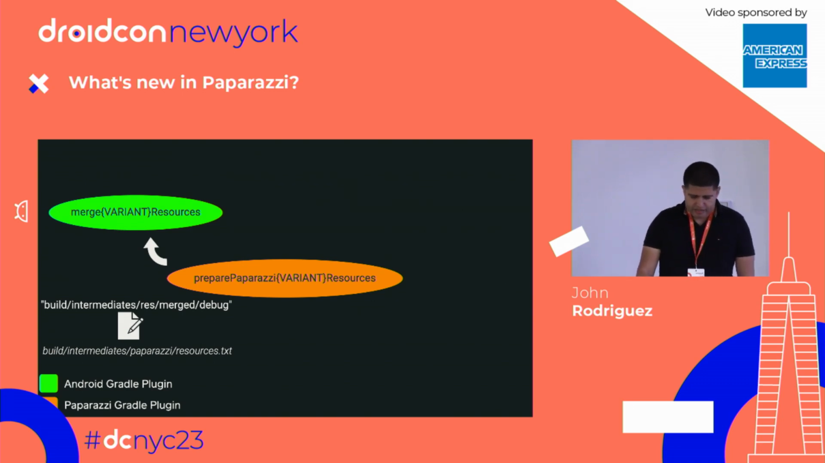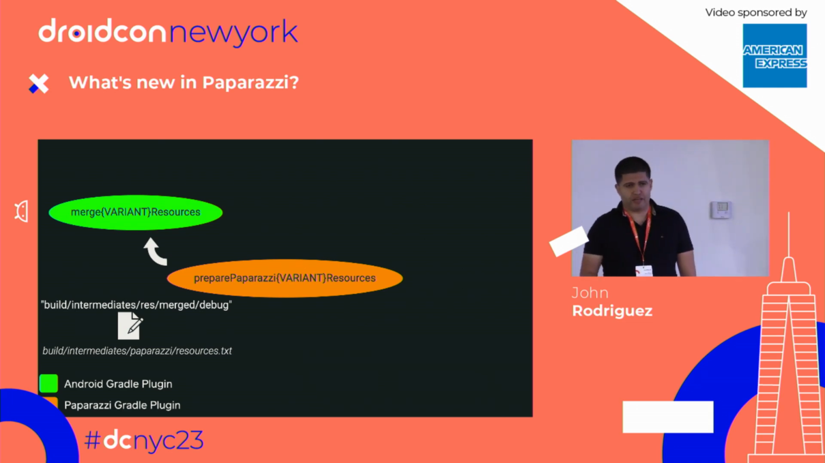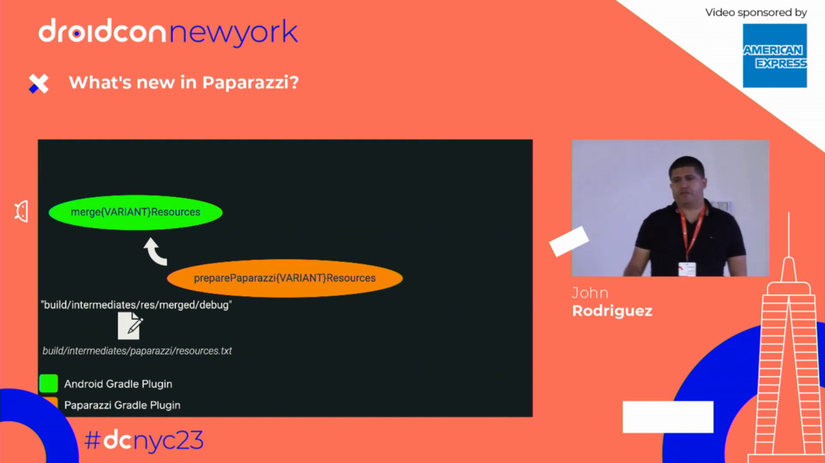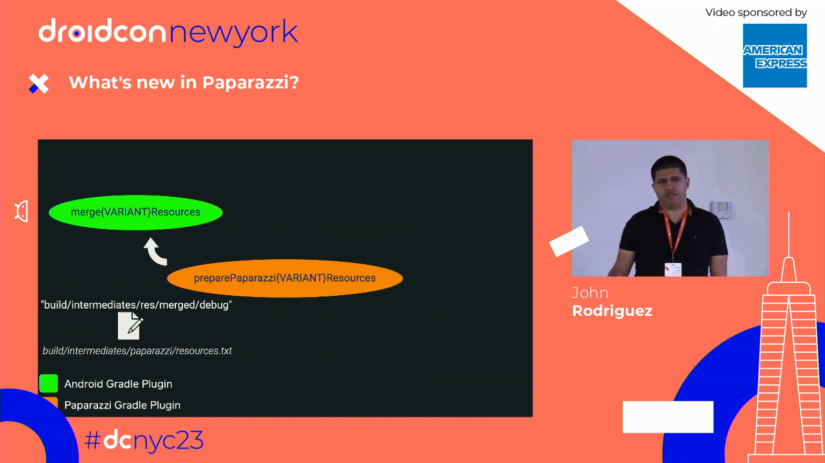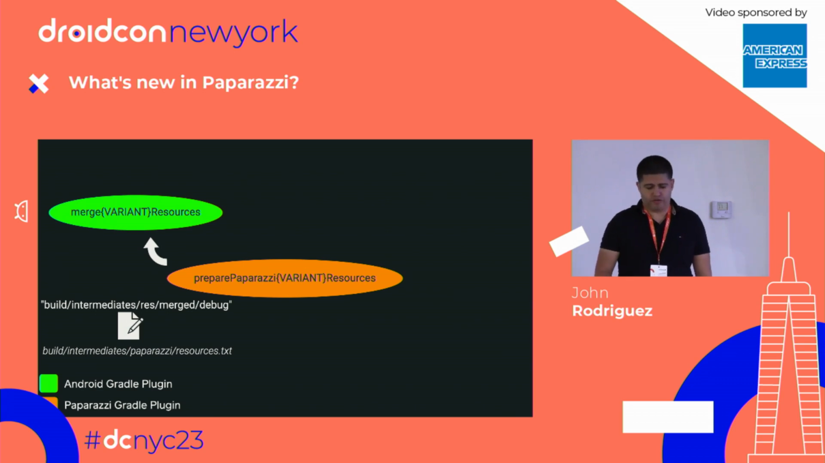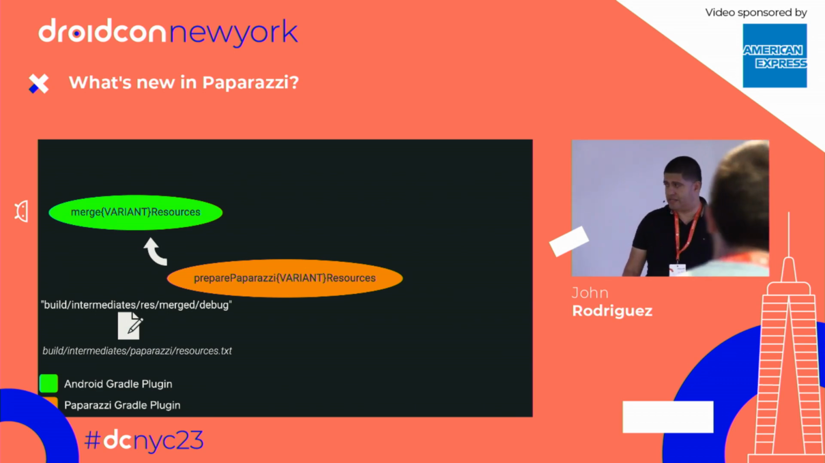And if it isn't clear, that build intermediates res merge debug is the directory that we were taking advantage of. We found out by looking at AGP sources that you don't need to get the transitive dependencies' resources yourself, because AGP will just merge them into that directory for you. So that directory will have not only your local resources, but it will also have copied over all the AAR dependencies into that folder.